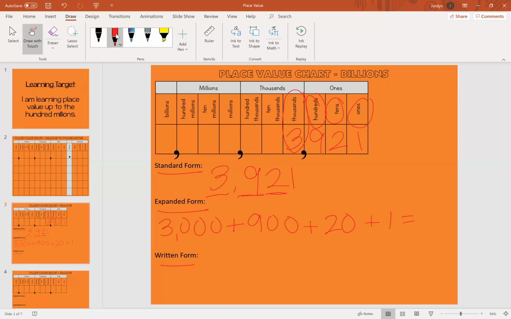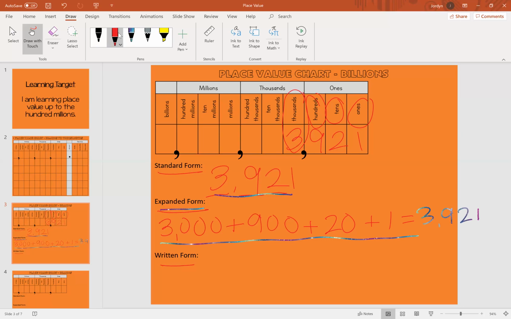Then 1 is 1. So if I asked you to write 3,921 in expanded form, you would give me this right here: 3,000 plus 900 plus 20 plus 1, which then ultimately equals 3,921. Very good.